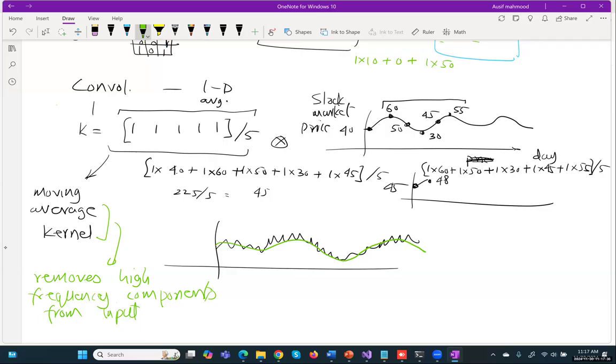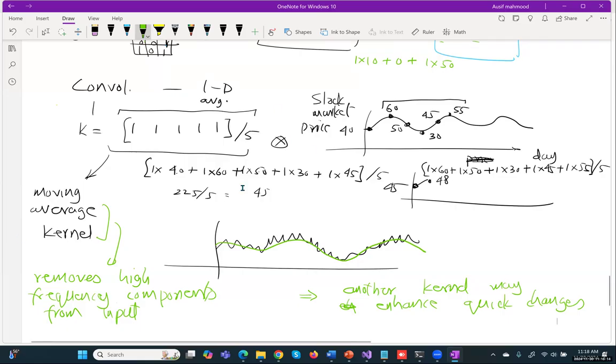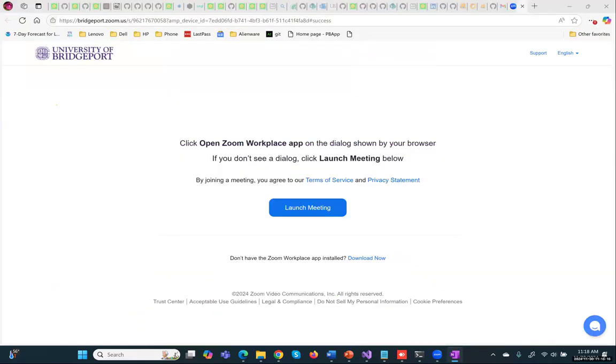Similarly, we can create a kernel that, rather than suppressing the quick changes, may enhance quick changes. Another kernel may do a combination of the two. So depending upon what the kernel is, the point I'm trying to make is it will enhance the signal in a certain way, right? For images, let me quickly show you an example.